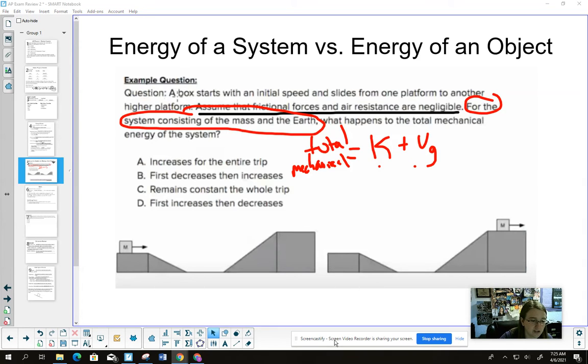So looking at our options here, what's our answer then? C. It remains constant because there is no friction. The kinetic plus the gravitational potential, yep, that's going to remain the same throughout.